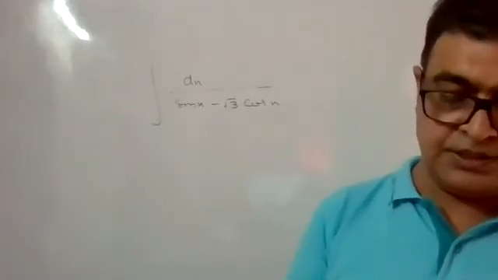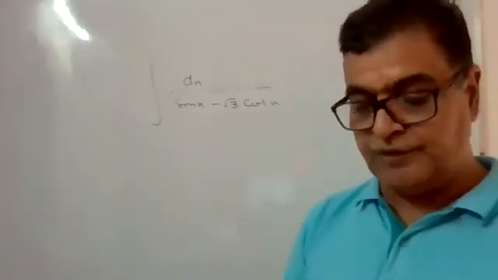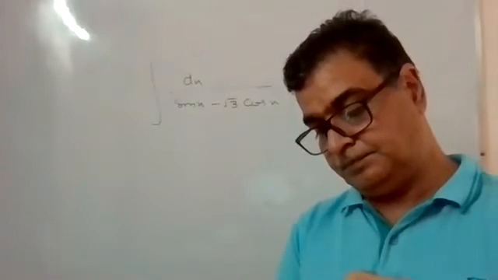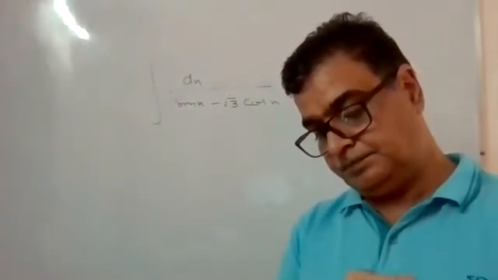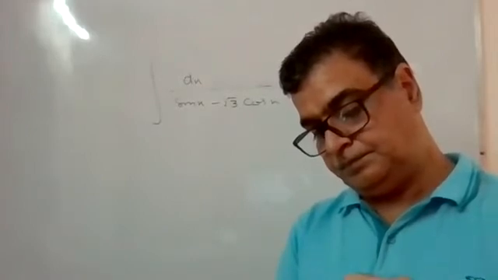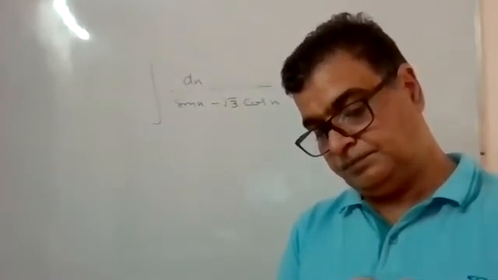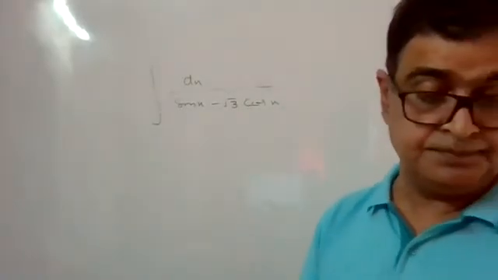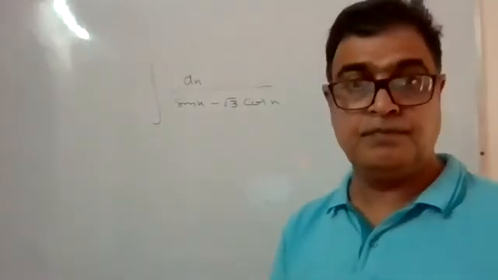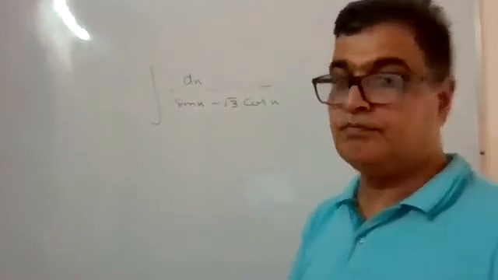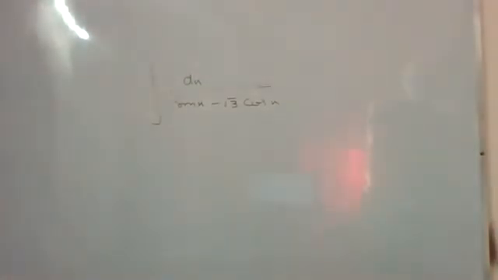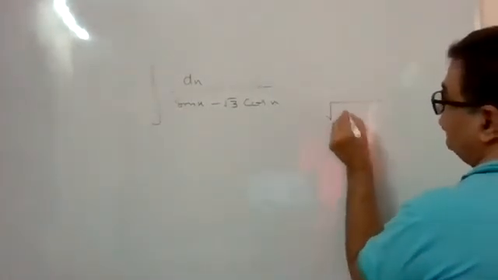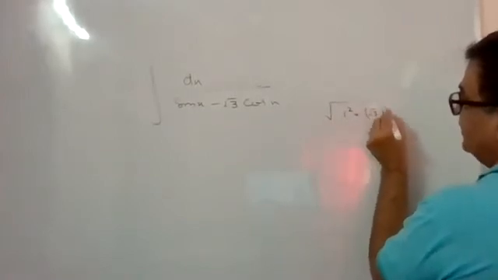Please solve it, or please integrate this. What should we divide this time? What should you divide? Sir, under root 1 square minus root 3 square. Minus, why will it come? Only these numbers you should take. That is root of 1 square plus root 3 square.